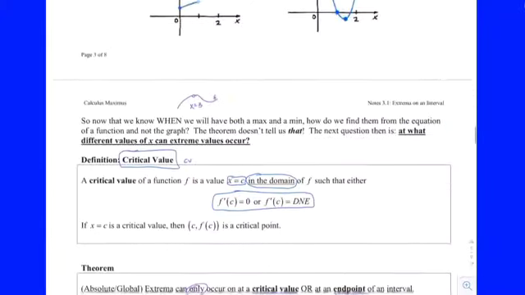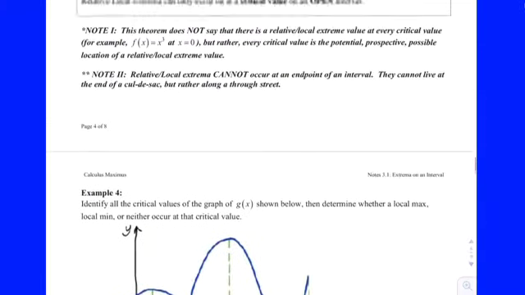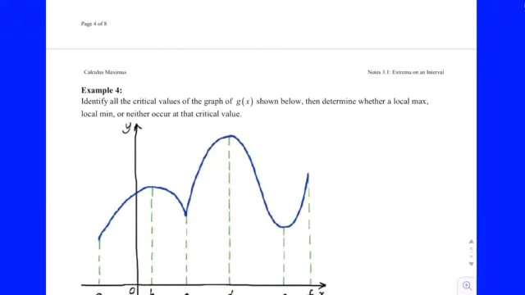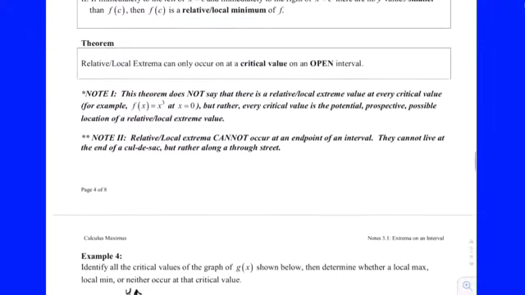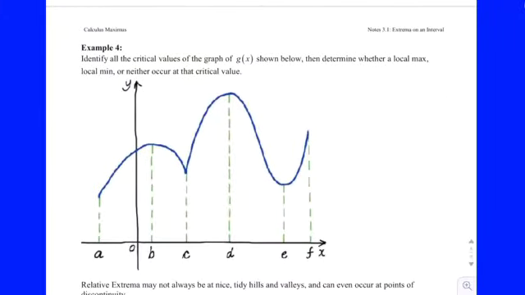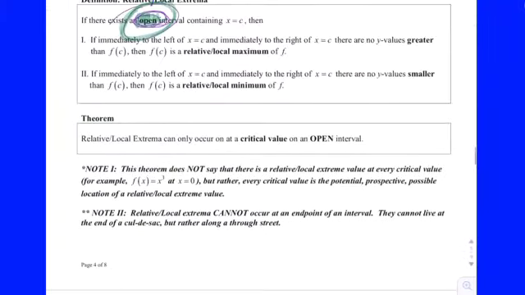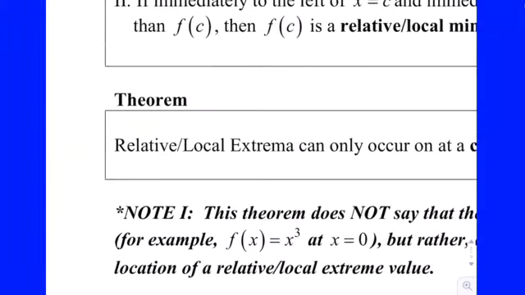Let me make sure I'm not doing this down below again. Oh, I'm doing it down below again. Let's jump down to example 4. All right. It says example 4. We'll come back up here. Example 4. Identify all the critical values and show below and determine if they're local max or min. So I probably shouldn't have skipped this.